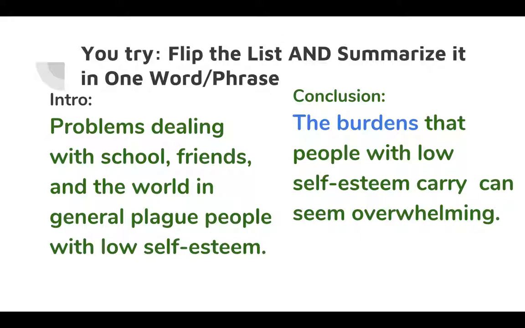So that's it. Basically, flip the list. When you're done flipping the list, either add synonyms, add a few synonyms, or find a single word that summarizes all 3 main ideas, and you will have a roadmap that is written a lot differently than the roadmap in your introduction.